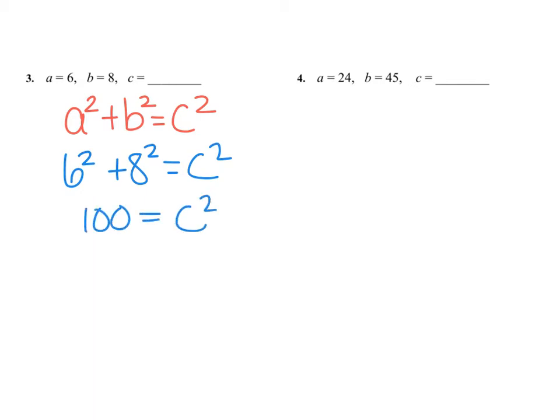So then again, we need to find the square root, and C then is going to be equal to, then 10 times 10 is 100. So we know that our C then is going to be 10. That hypotenuse, the side that's across from the right triangle, or right angle, is going to be 10. All right, let's do one more. Again, we'll plug it into the formula.